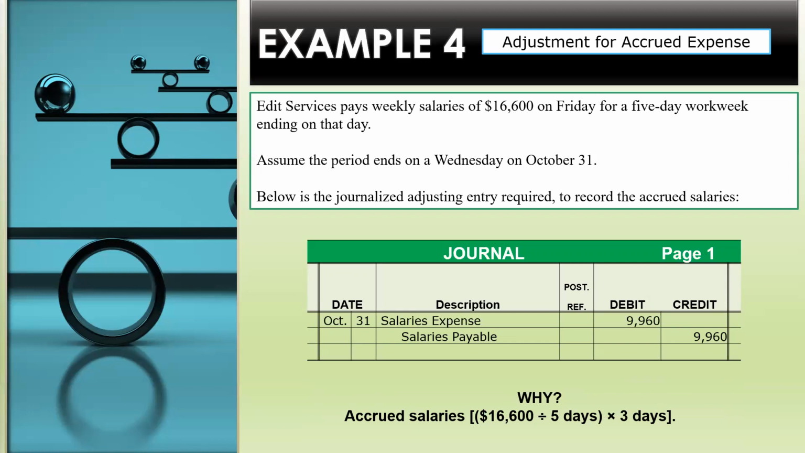We have a debit to salaries expense in the amount of $9,960, and we have a credit to salaries payable in the amount of $9,960. Why? How did we get this amount? We have the $16,600 divided by the 5 days here times 3 days, because this is a period ending on Wednesday. So Monday, Tuesday, Wednesday, that's 3 days.